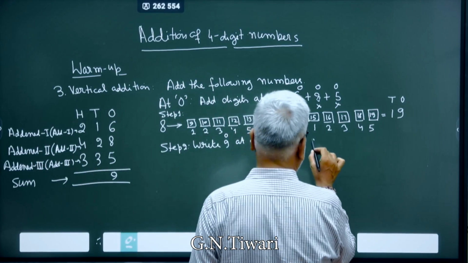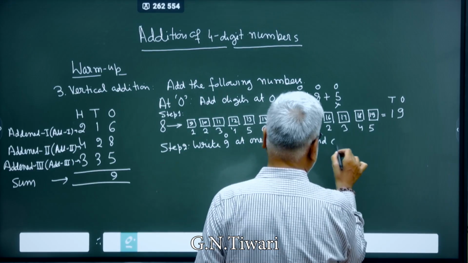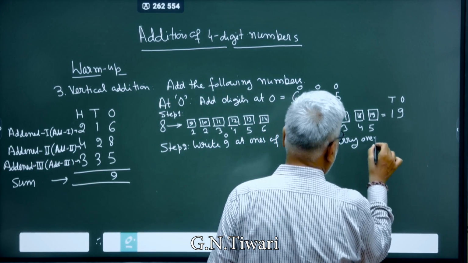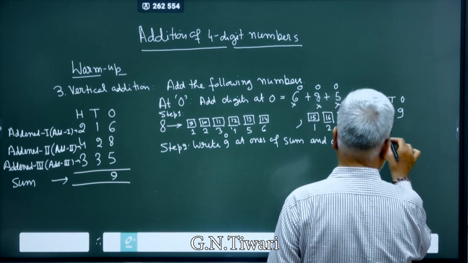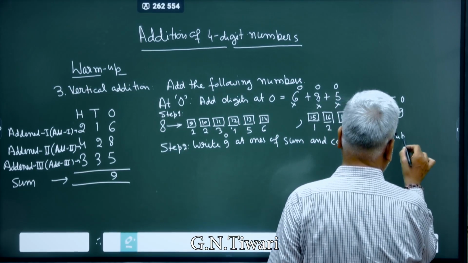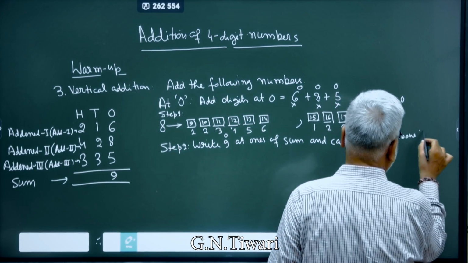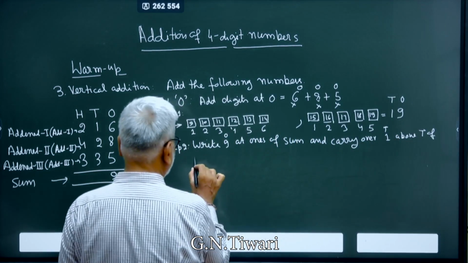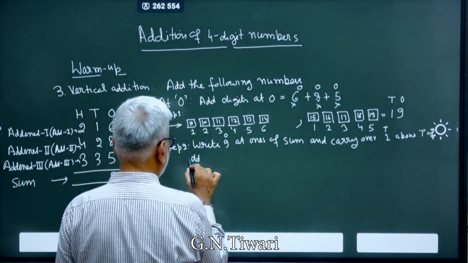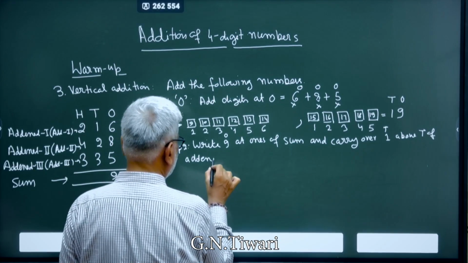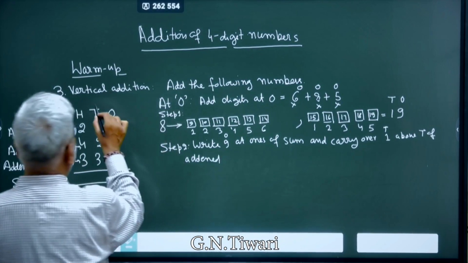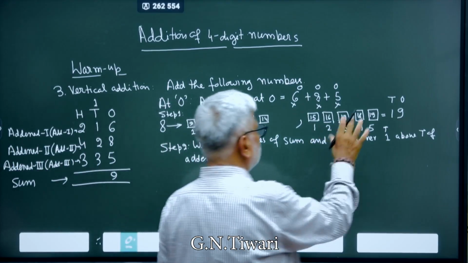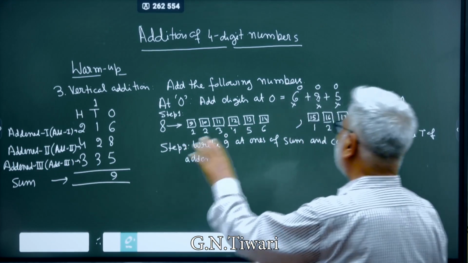And carry over 1 at T above T of addend. यहां पर 1 लिख दीजिए. सो ये सम हो गया एट ओ बाय स्क्वायर मेथड.